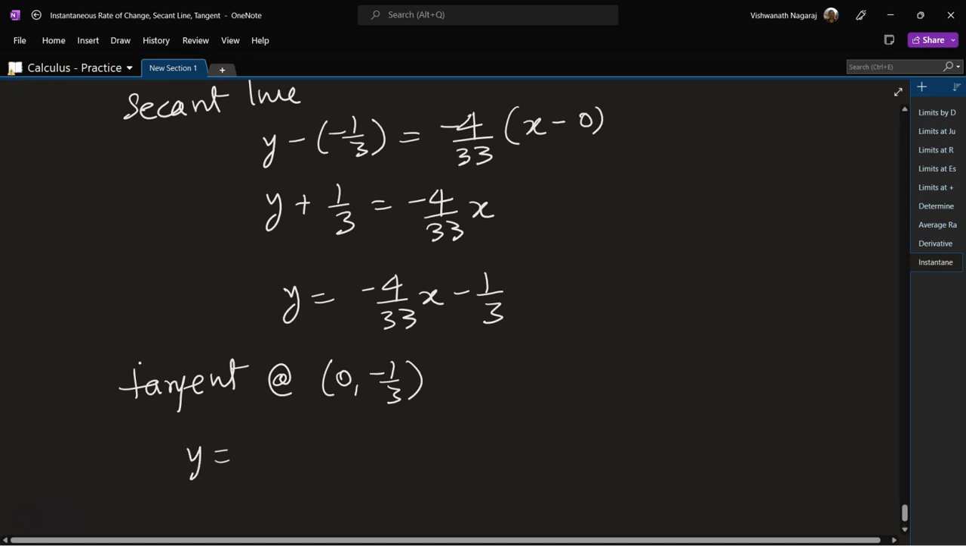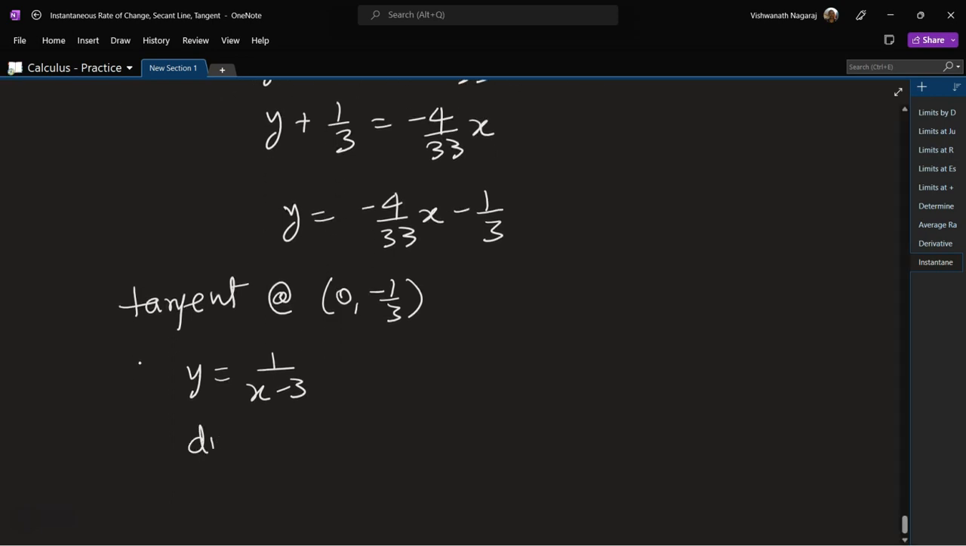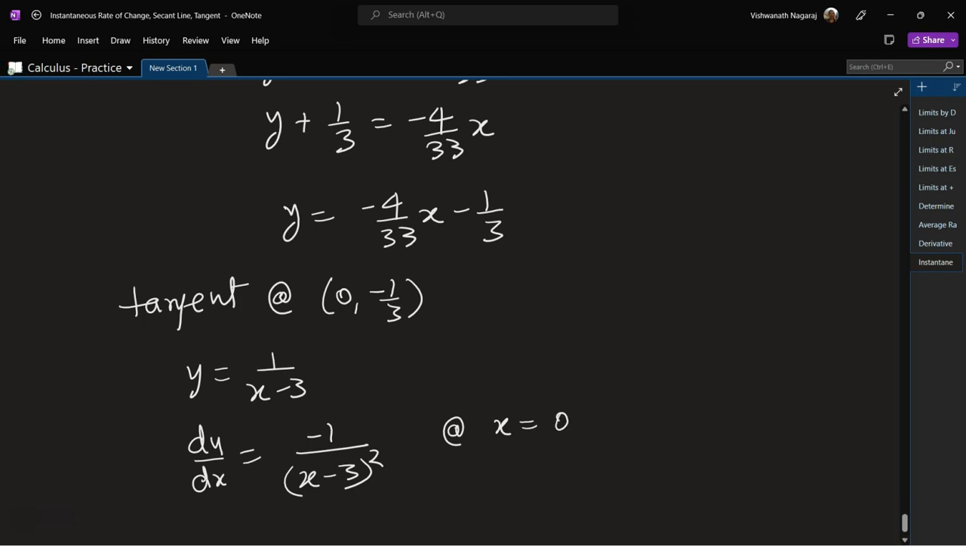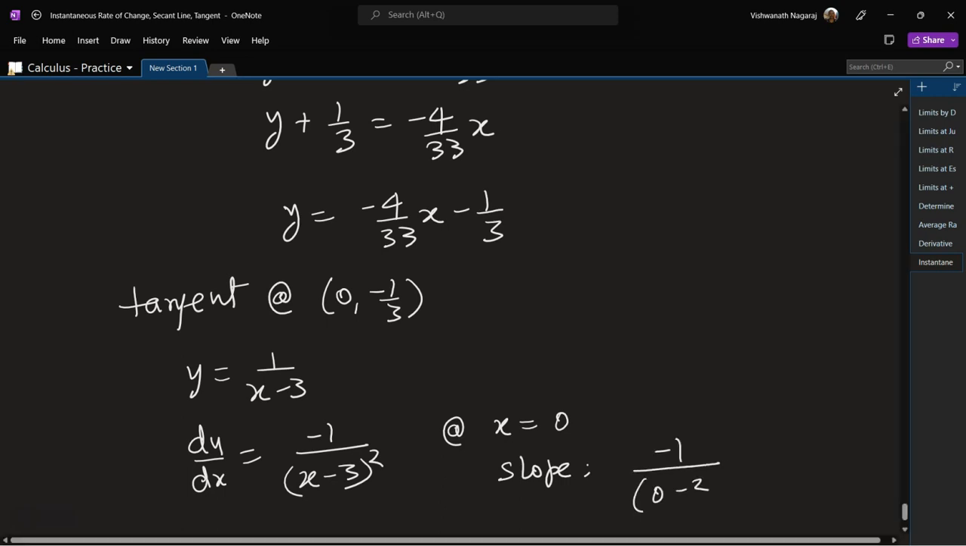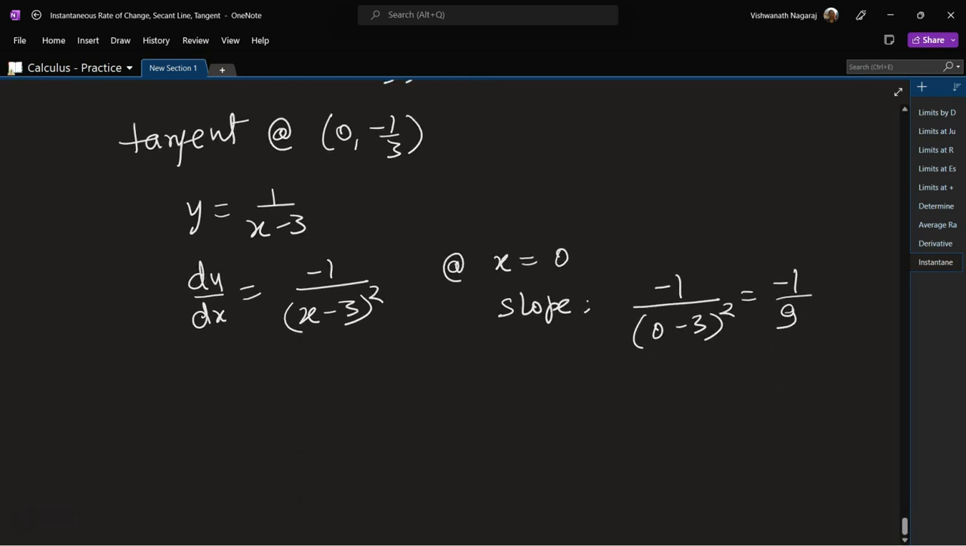Now y is equal to 1 by x minus 3, which means dy by dx is going to be minus 1 by (x minus 3) squared. And at x equal to 0, the slope would be minus 1 by (0 minus 3) squared, which is minus 1 by 9. So minus 1 by 9 is the slope.